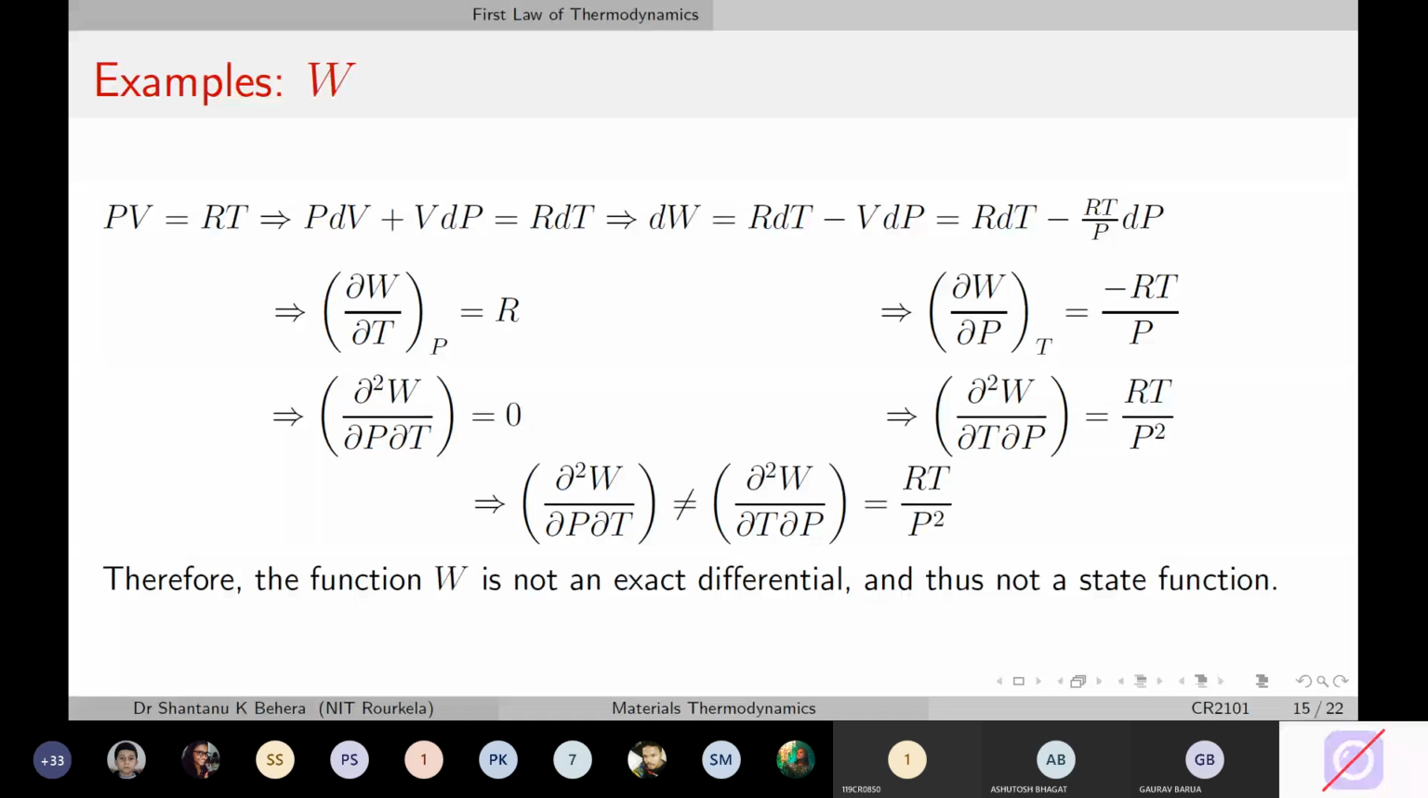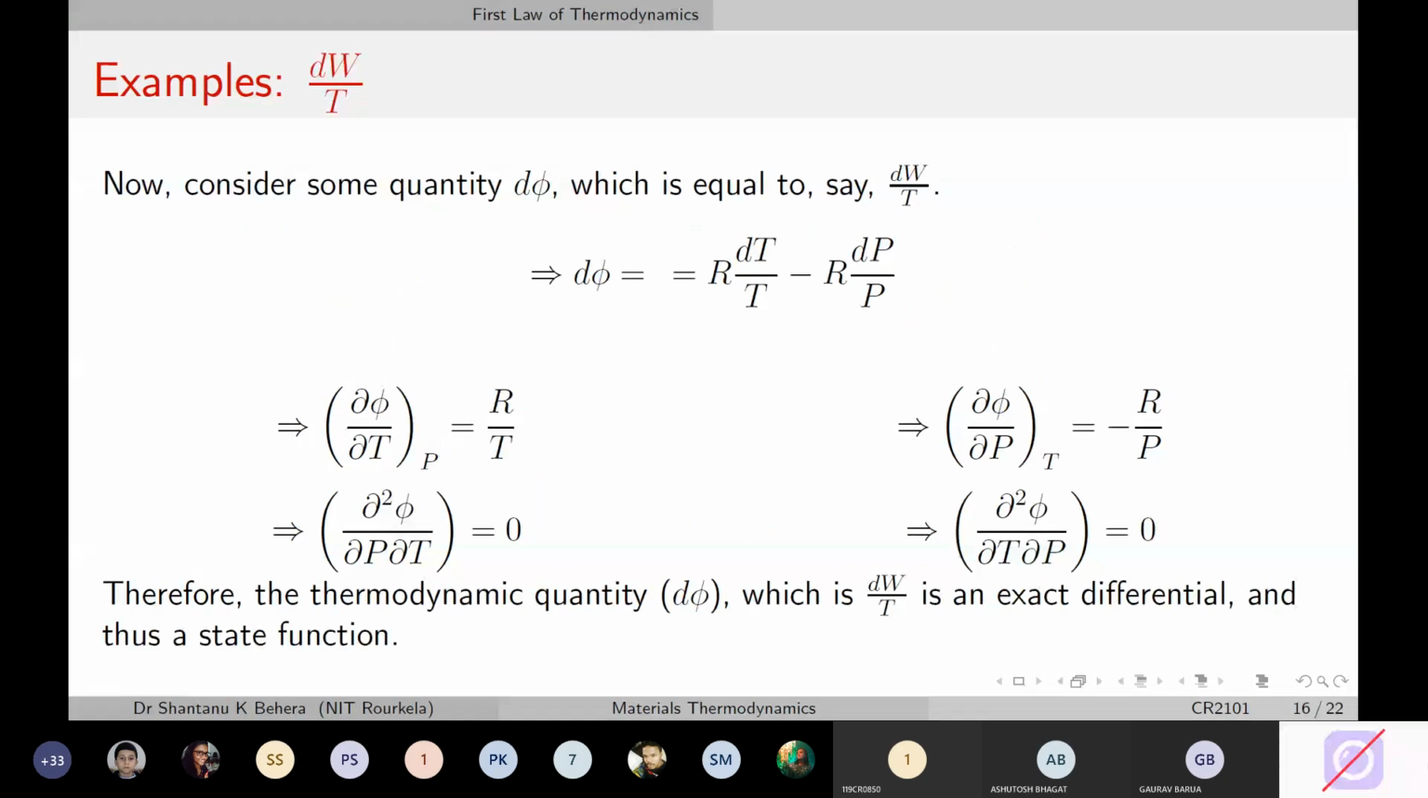Now let's see if we change the function dW slightly differently. Let's think about a function which is dW by T. I don't know if there is a particular term for this function, but let's define it mathematically. We call a quantity d phi, which is equal to dW by T. We are just telling a functional dependence which is slightly different from work.